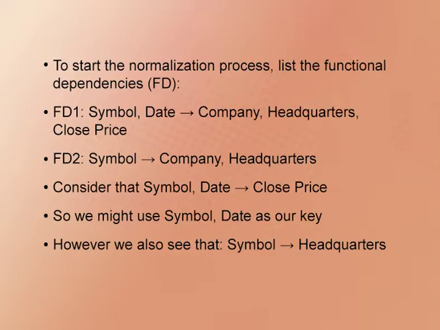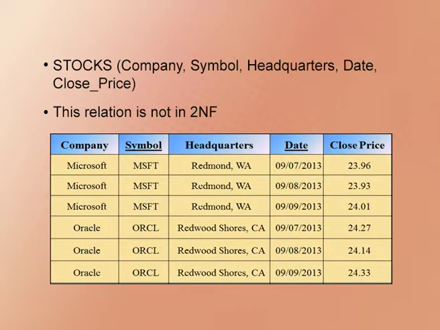However, we also see that symbol directly functionally determines the headquarters too. You can see over here, symbol functionally determines the headquarters, while symbol and date together determine the value of the close price of the stock on that particular date, the company's value.